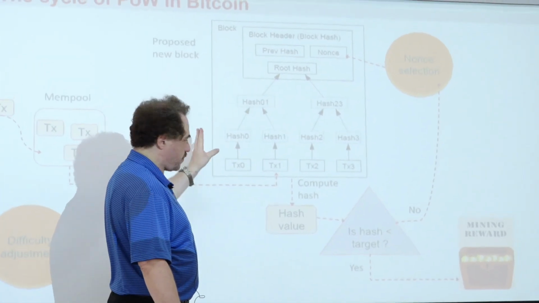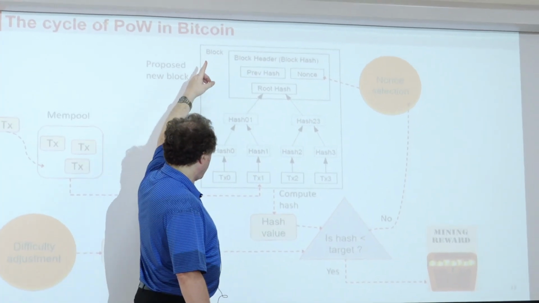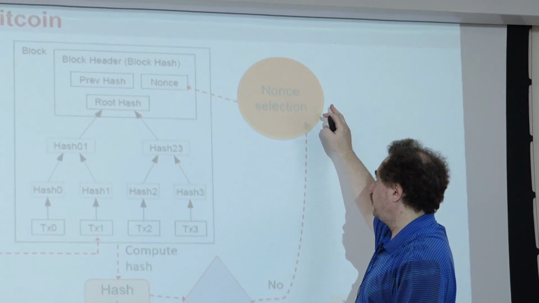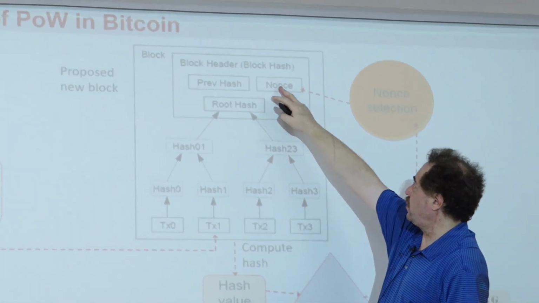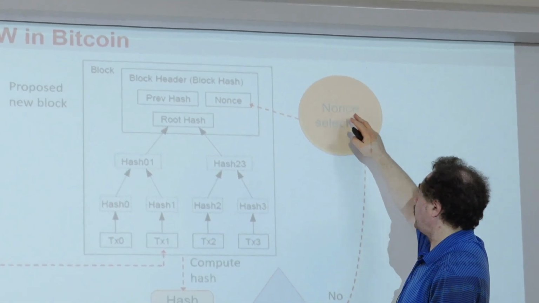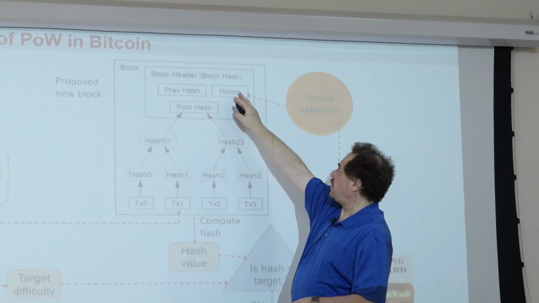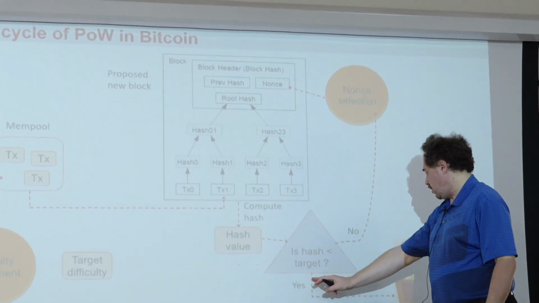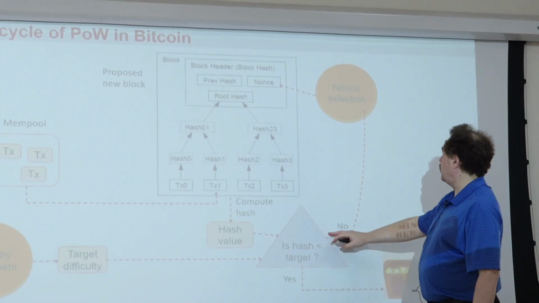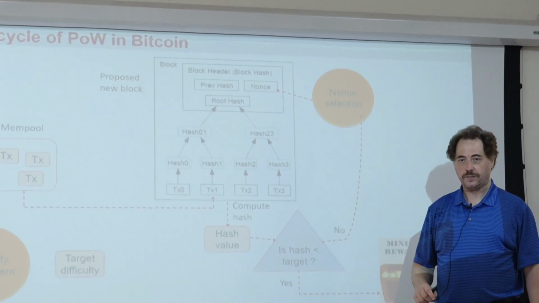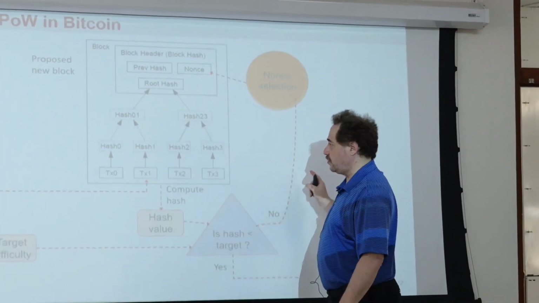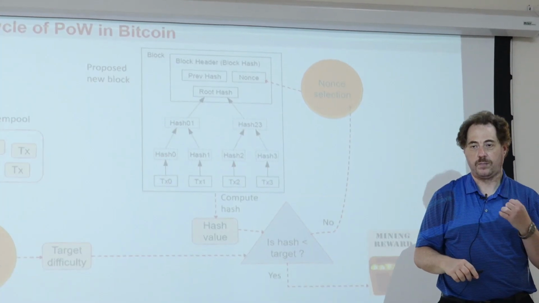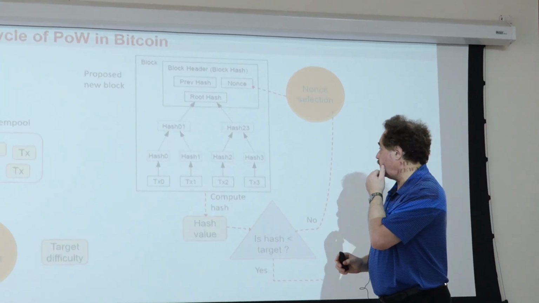And then the main process is this loop, right? The miner would select a new nonce, put the nonce value in the block, compute the hash, and compare the hash to the target. If yes, it is declared the winner. If no, it goes back to the nonce selection. And the loop continues and continues. So the 3 things happen in parallel. This is how POW works.